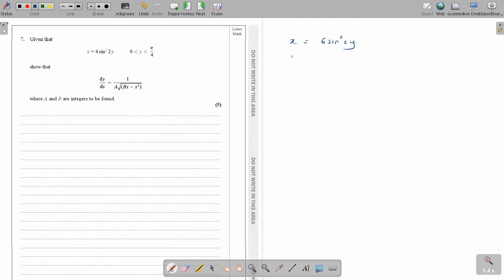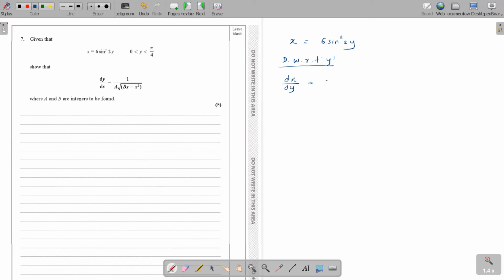So let's differentiate. You could differentiate with respect to x, or you could differentiate with respect to y. It's entirely up to you which way you differentiate. I'll differentiate with respect to y, which gives me dx by dy. If you differentiate with respect to x, differentiation of x gives you 1. But if you differentiate with respect to y, then x becomes dx by dy.